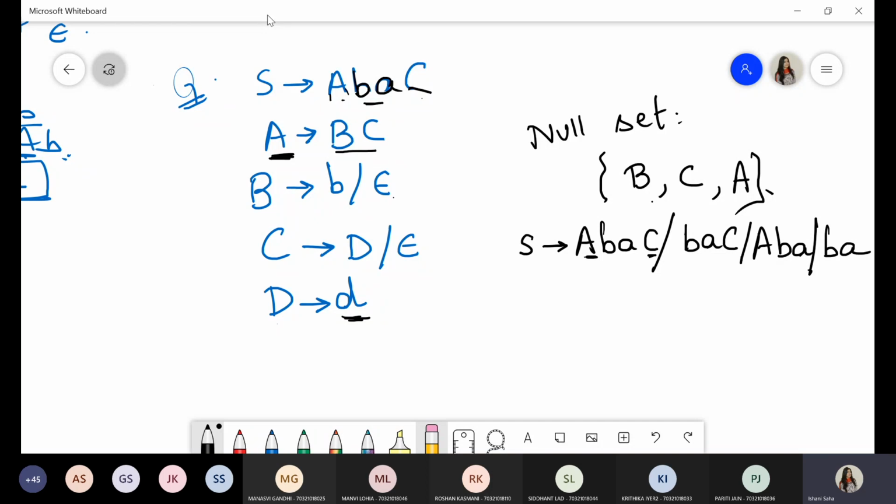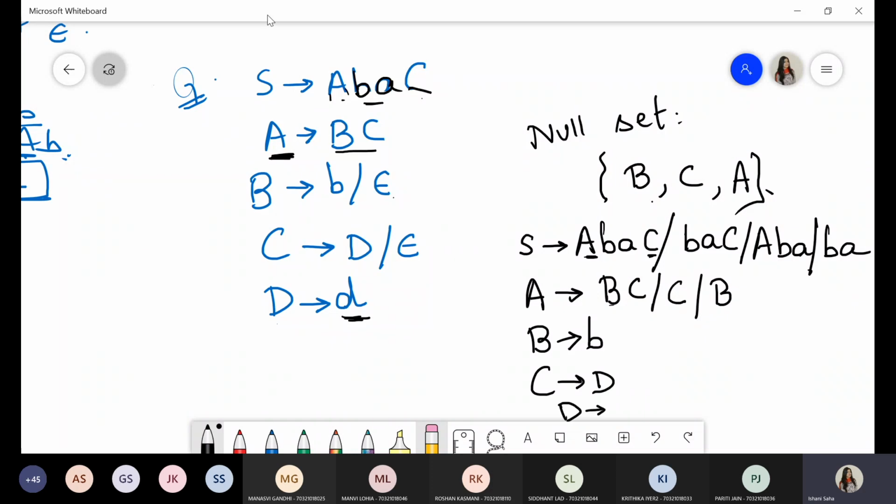Let's write the next production. Capital A tends to BC, right? So it would be B and C. Once you put B as epsilon, another time you put C as epsilon. Do not put both of them as epsilon, otherwise the production that you'll have is null. Again, that would be a problem. So when any other production is the case, you just write it like this. Then B tends to small b, C tends to capital D, and D tends to small d.